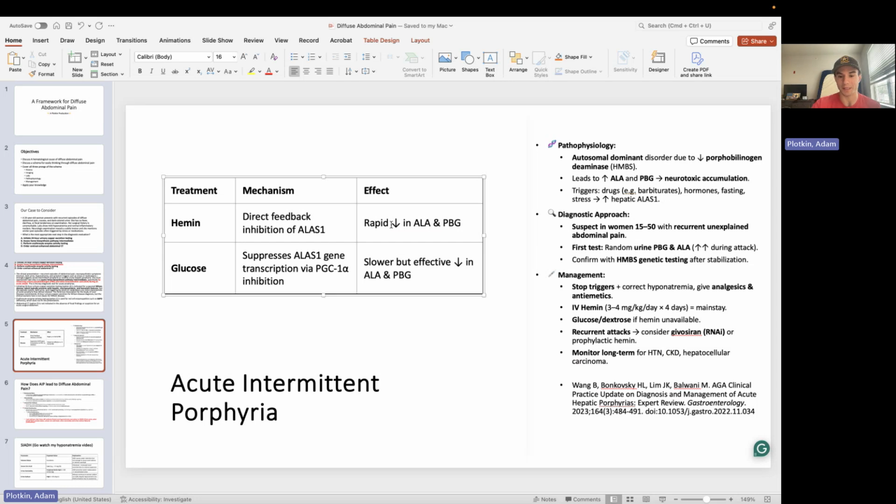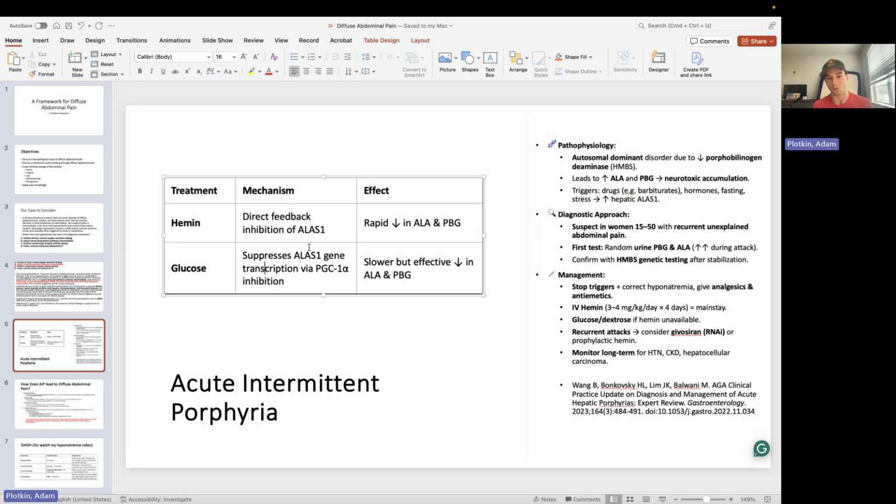So we're going to get a rapid decrease in ALA and PBG. Glucose suppresses the ALA synthetase gene via PGC1 alpha inhibition. Again, that's more than you would probably ever need to know, but it decreases the production of ALA, right? So both hemin and glucose decrease the production of ALA synthesis, either via direct feedback via hemin or via decreasing the gene production in glucose, okay?